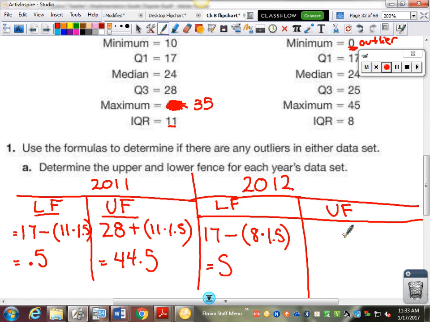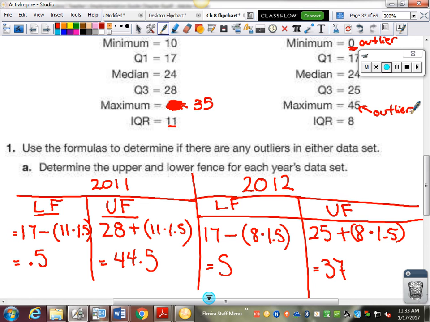Okay, our upper fence is going to be 25, our Q3, plus, instead of minus, 8 times, well, let's be consistent here, 8 times 1.5. 37. So in that data set, anything above 37, like our maximum being 45, that's an outlier.